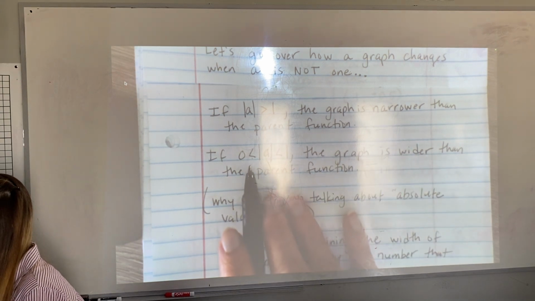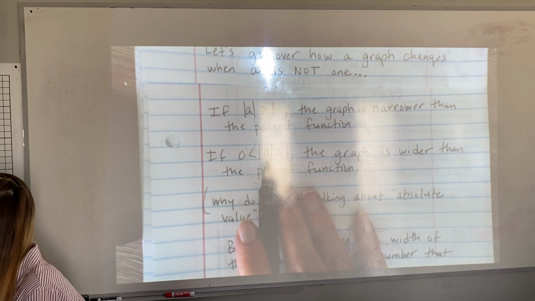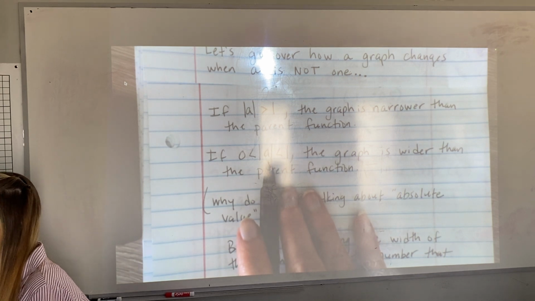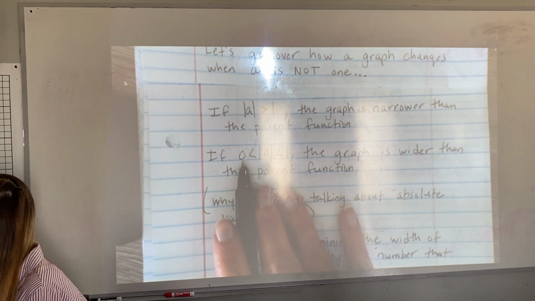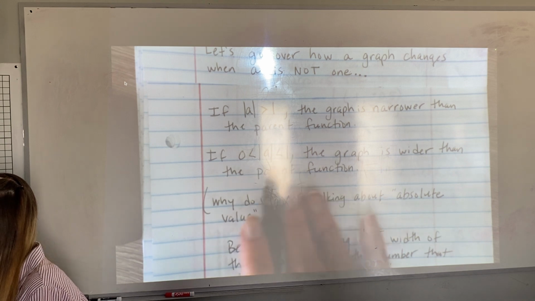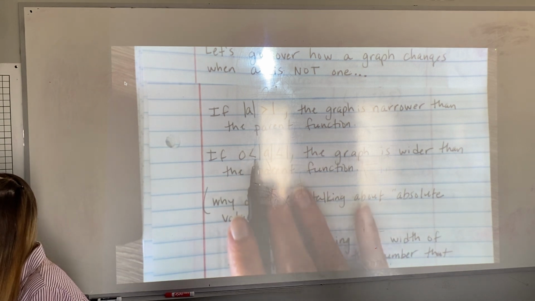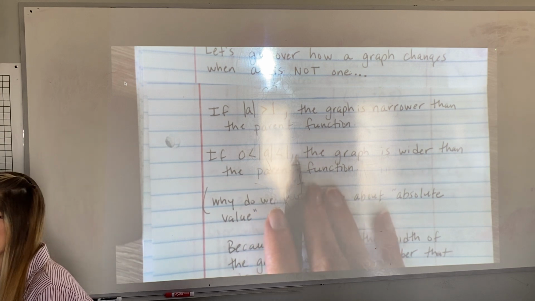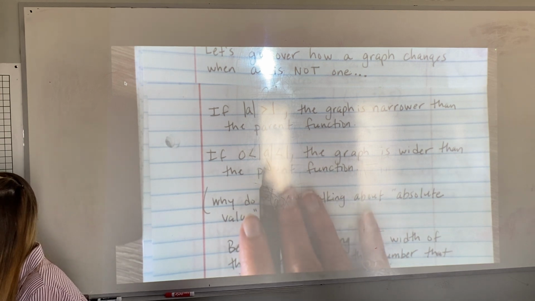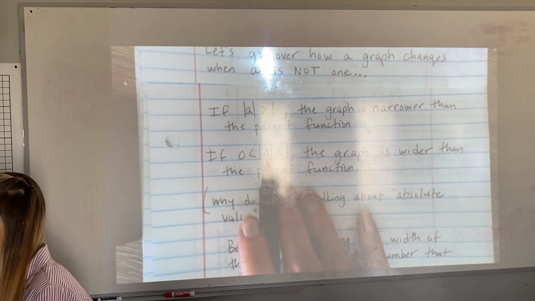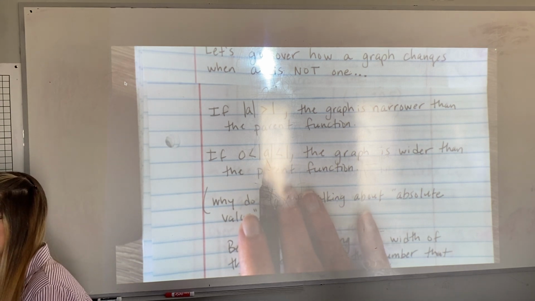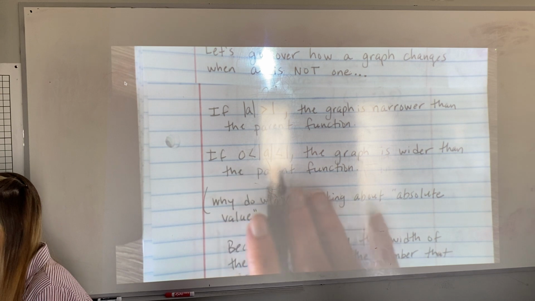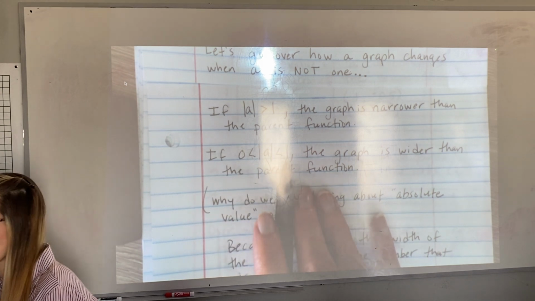If the absolute value of A is a number that's in between 0 and 1, this is how we write it. 0 is less than the absolute value of A is less than 1. That's a crazy way of saying the absolute value of A, or the digit with no sign, of A is between 0 and 1. We call that a decimal number.